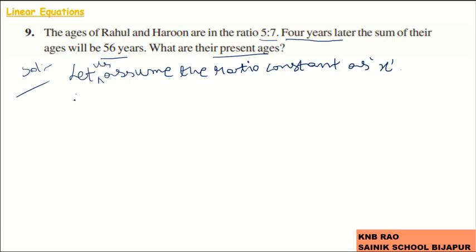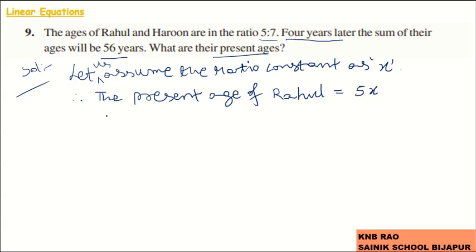Therefore, with that we get the present age of Rahul as 5 times x and the present age of Harun as 7x.